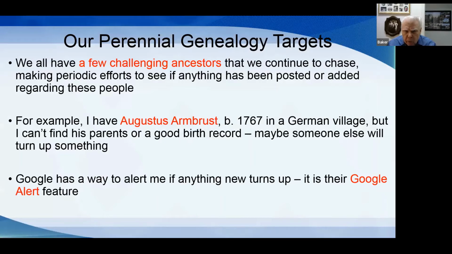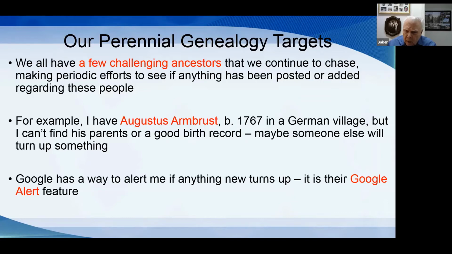In doing genealogy, sometimes we have some challenging ancestors that we're having a really hard time chasing down. I have some of those, and one of them is Augustus Armbrust. I know when he's born because I've got a death record for him, and I kind of think I even maybe know the general area, but I can't find his birth record. Maybe somebody else, maybe something will happen. But I don't want to keep looking every few months.